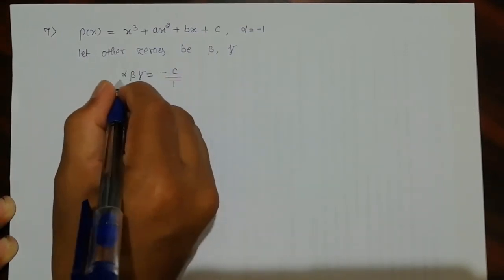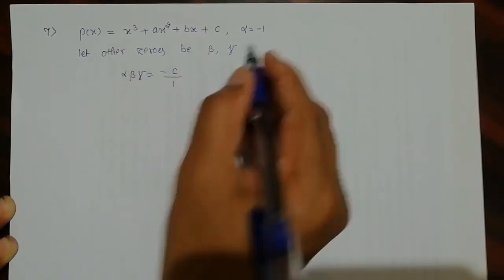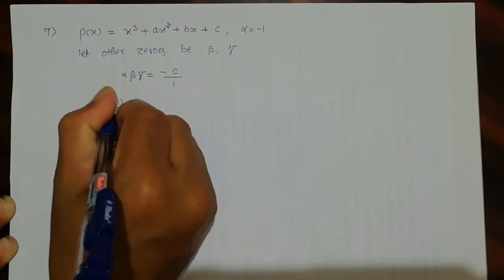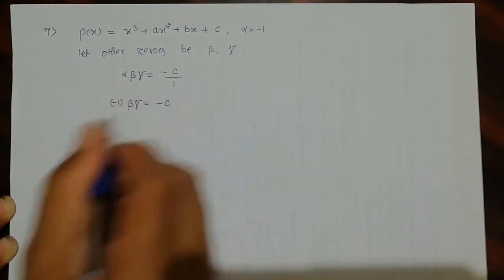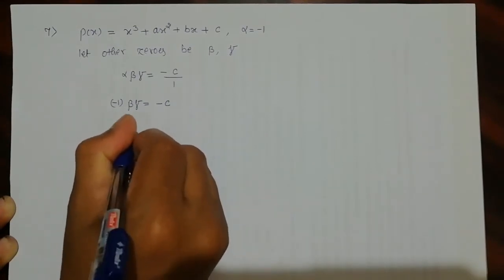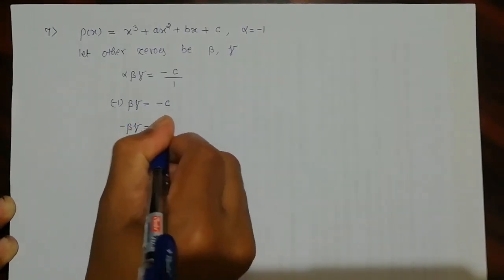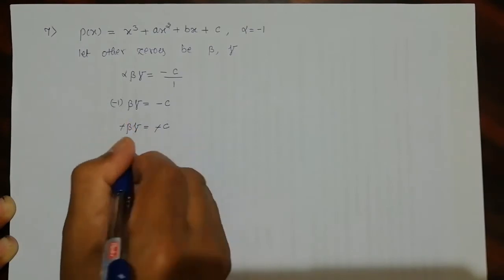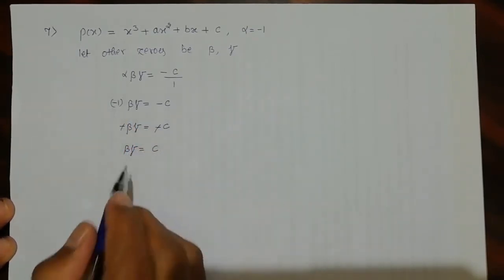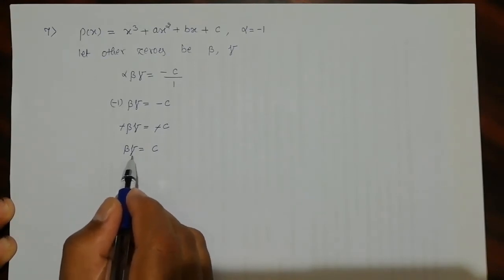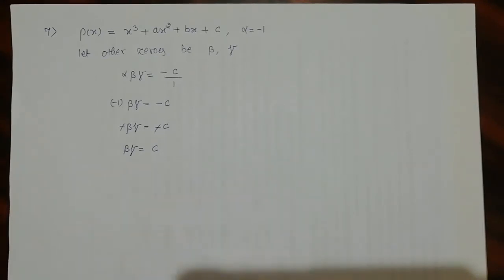So now alpha is equal to what? -1. So place -1, and beta gamma as it is. Right side becomes minus, left side becomes minus. Beta gamma is equal to minus c, minus minus gets cancelled. Beta gamma is equal to what? C. So this is actually the product of the other two zeros. It is actually equal to c. So now look at the options.